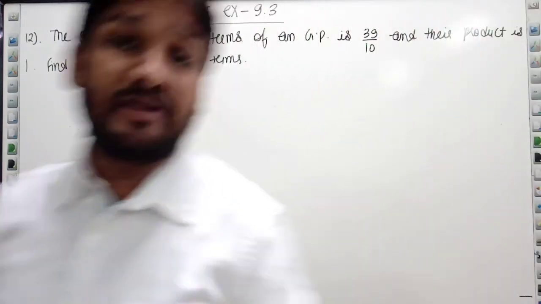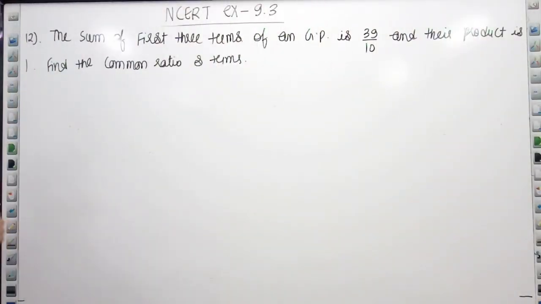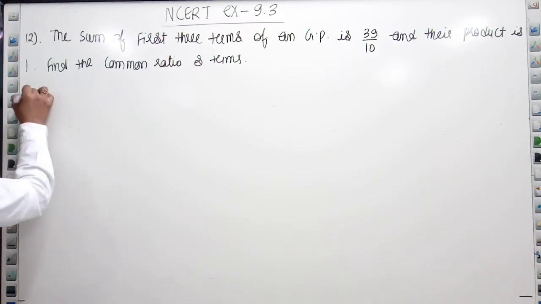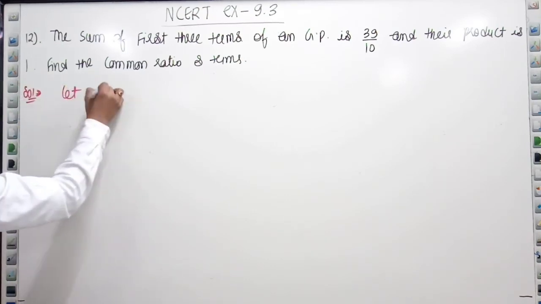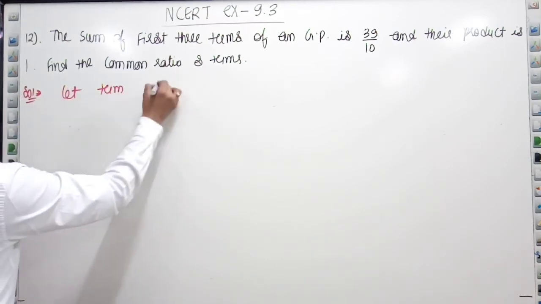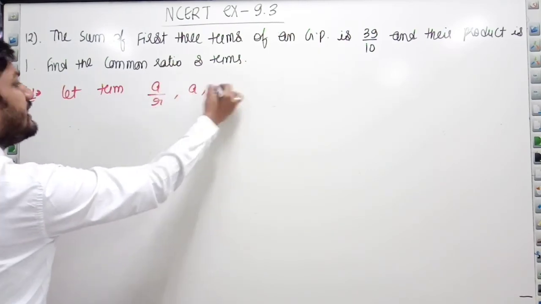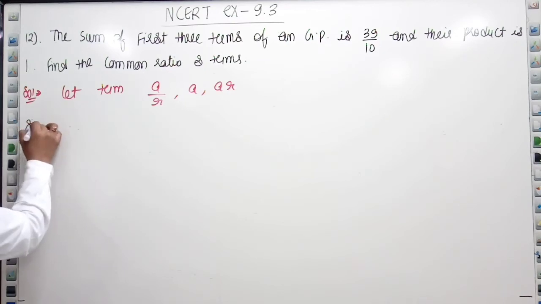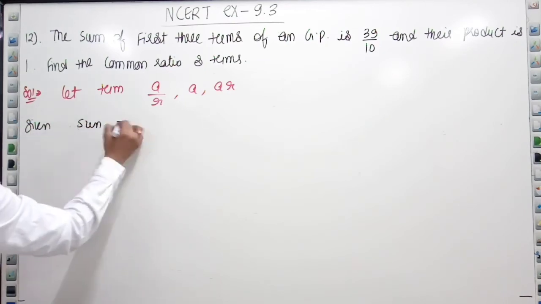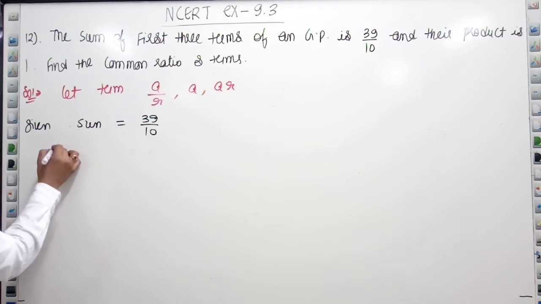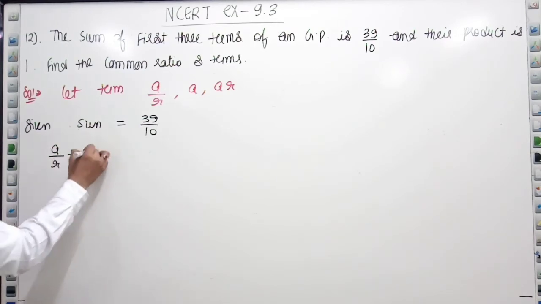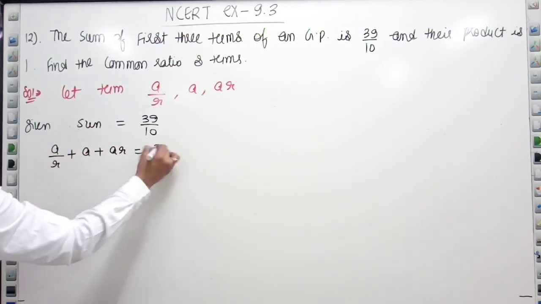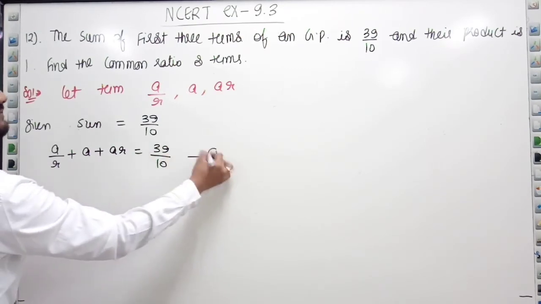Find the common ratio. As I have told, whenever 3 terms are given and product is given, we'll let the terms be a by r, a and ar. Now what is given? Sum is 39 by 10. So we can write a by r plus a plus ar equal to 39 by 10. This is equation number 1.